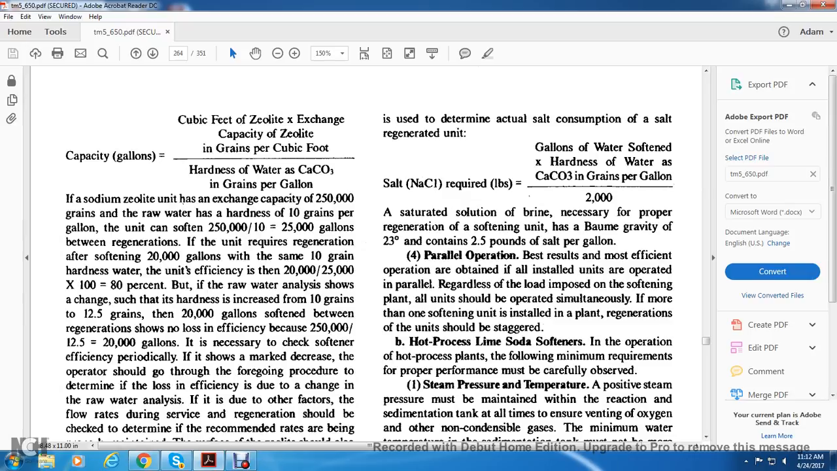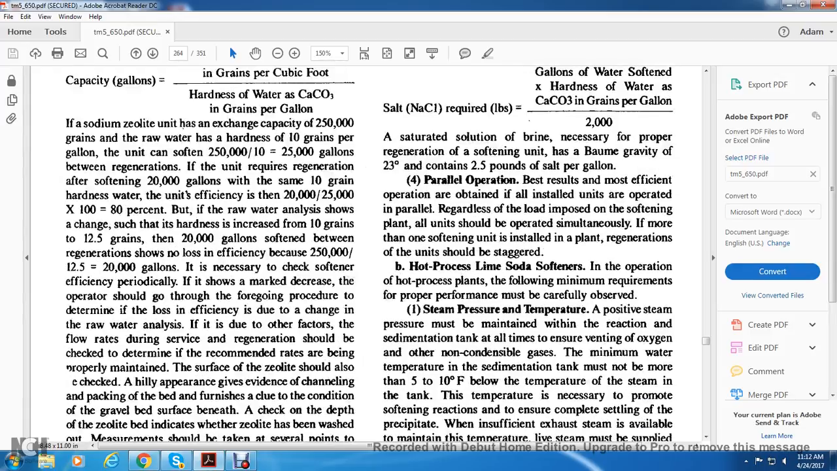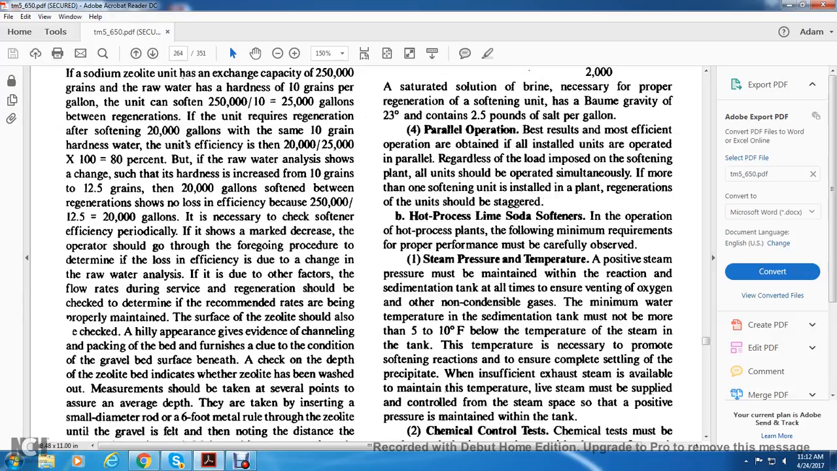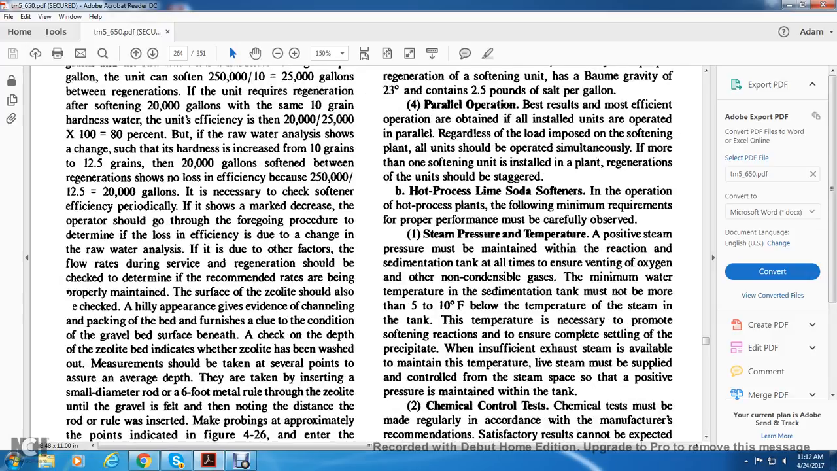It's necessary to check the softener efficiency periodically. If it shows a marked decrease, the operator should go through the foregoing procedure to determine whether the loss of efficiency is due to a change in raw water analysis. If it's due to another factor, the flow rate during regeneration should be checked to determine whether the recommended rates are being properly maintained.